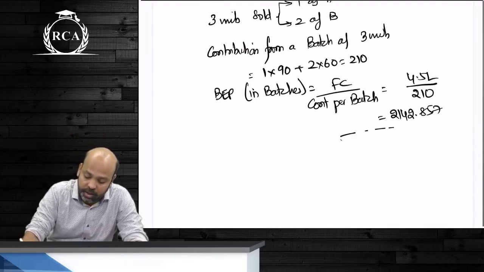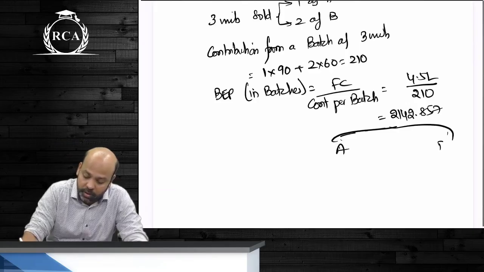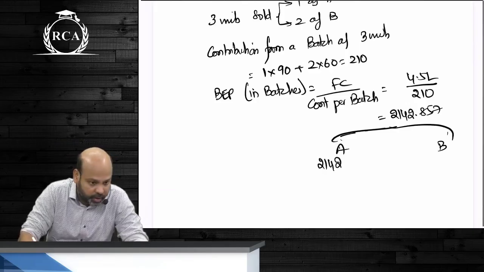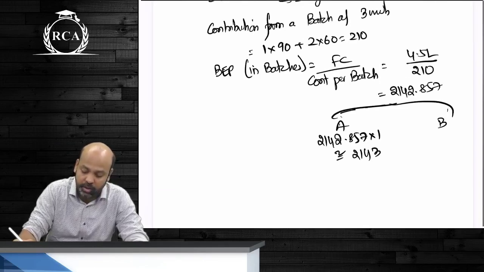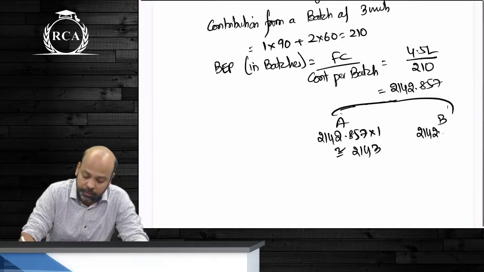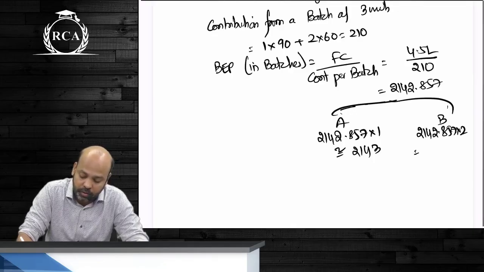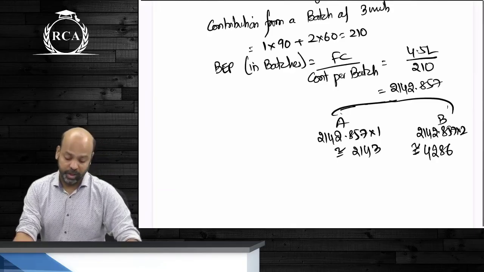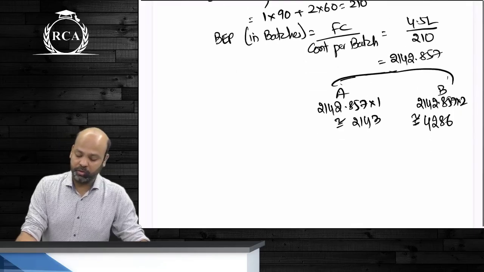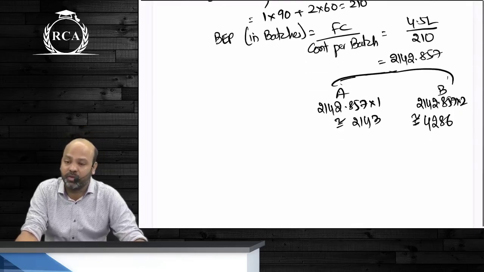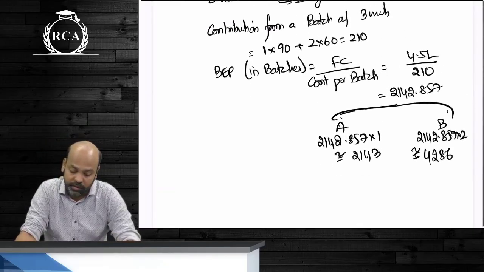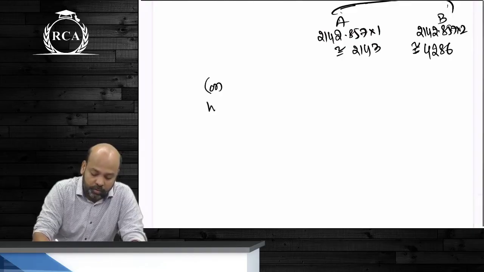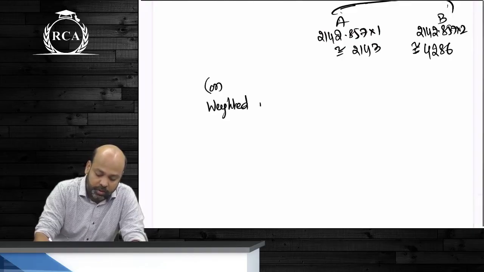Let's not forget that each batch comprises 1 of A and 2 of B. So approximately 2143 units of product A, and this into 2, approximately 4286 units. So in order to break even, you will have to sell 2143 units of A and 4286 units of B. Are we understanding this? Yes or no guys? Alternatively, you can also compute weighted average contribution per unit.